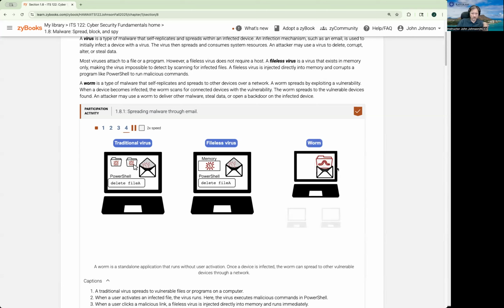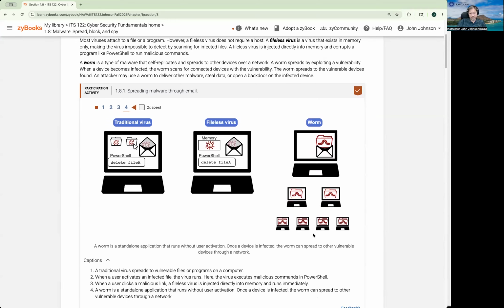Then you've got a worm. Worm, same thing, comes in, you open up your email, you run something accidentally, then it's going to spread to every computer that it can find on the internet that is vulnerable.